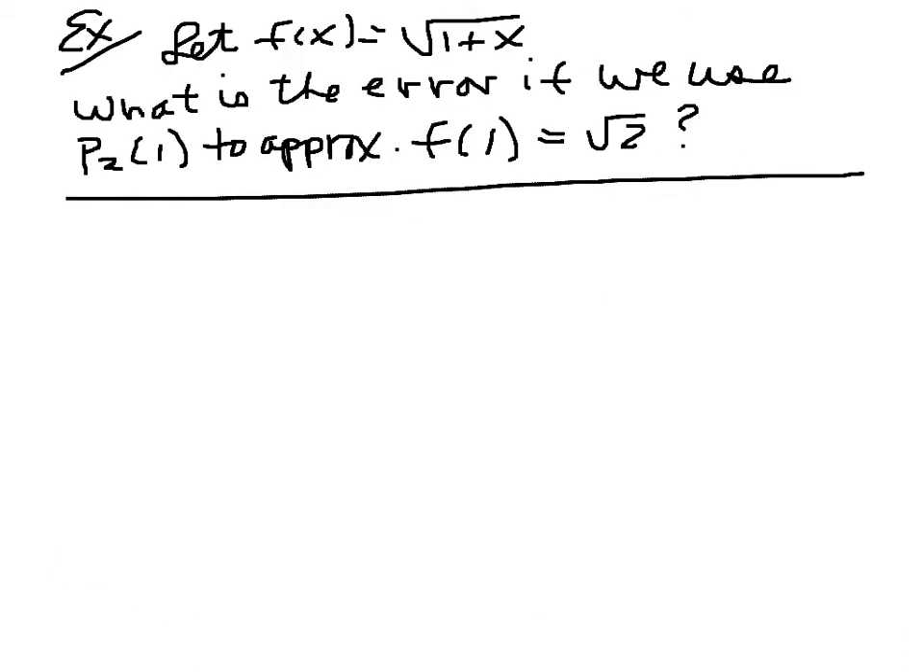Okay, so here's a realistic example. Let's suppose we have a function f of x equaling the square root of 1 plus x. And we're going to use a second degree Taylor polynomial at 1 to approximate f of 1. And f of 1 is simply the square root of 2. So I think we'll conclude all the ugly work for this problem, and I'll write it out right now.